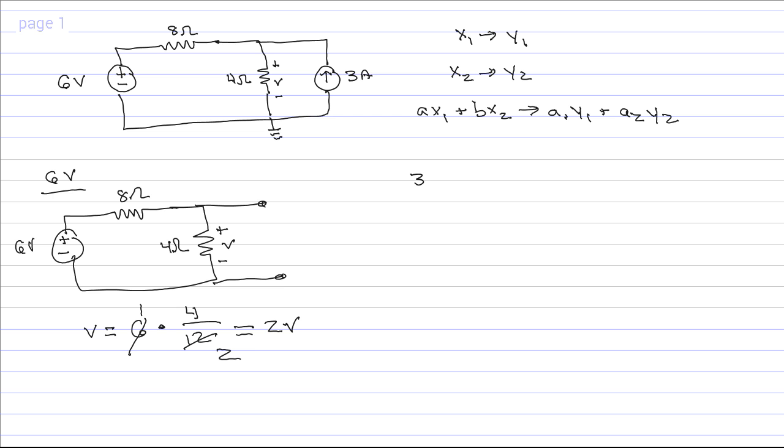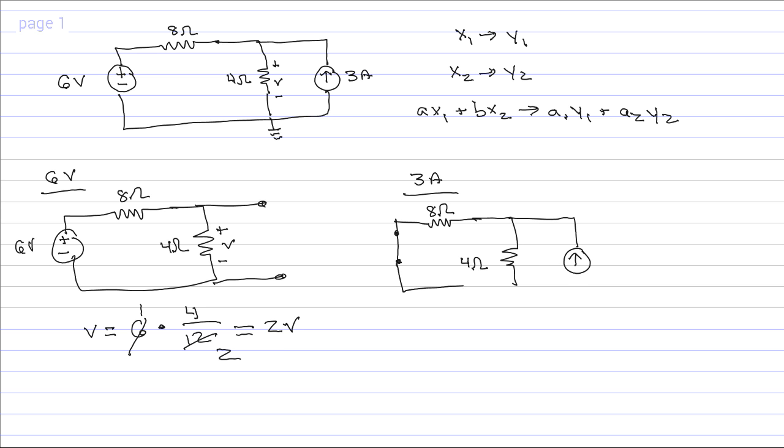For the 3-amp source, we remove the 6-volt source, and when we remove a voltage source in superposition, we short it. So similar to the previous analysis, this again results in a divider circuit, only now we're dividing a current. Therefore, in order to solve for V, we'll begin by finding the current through the 4-ohm resistor. Take that current and divide it. If we want to find the current through the 4-ohm resistor, it's going to be equal to this expression.